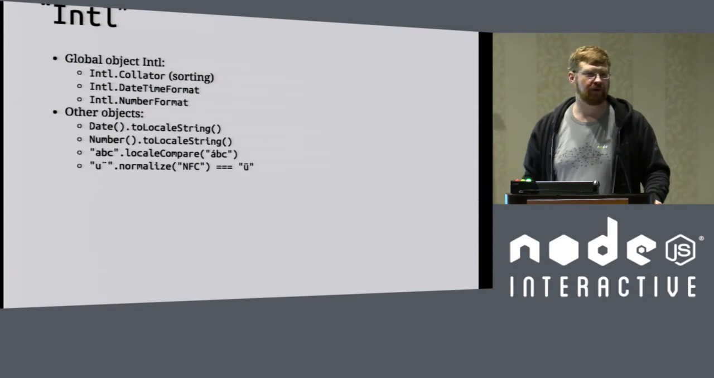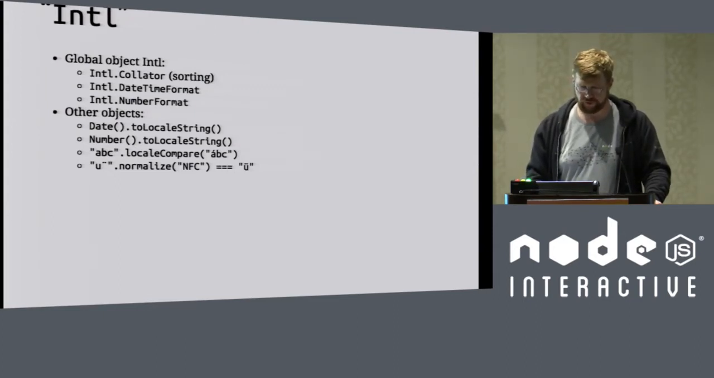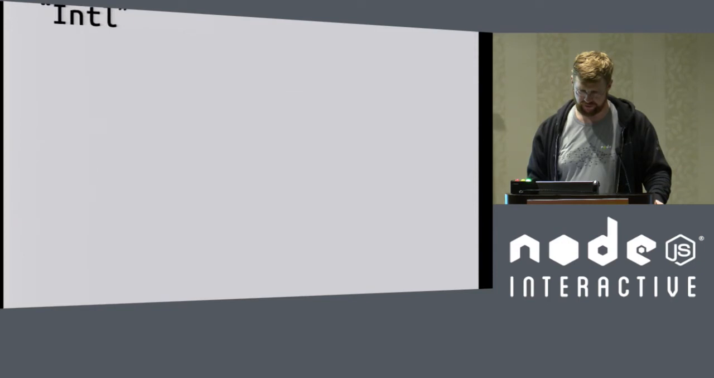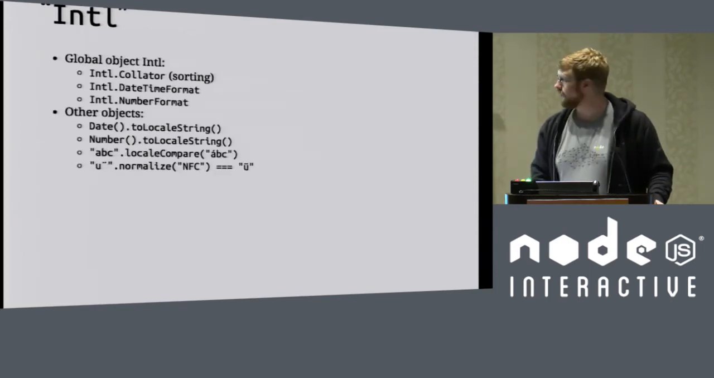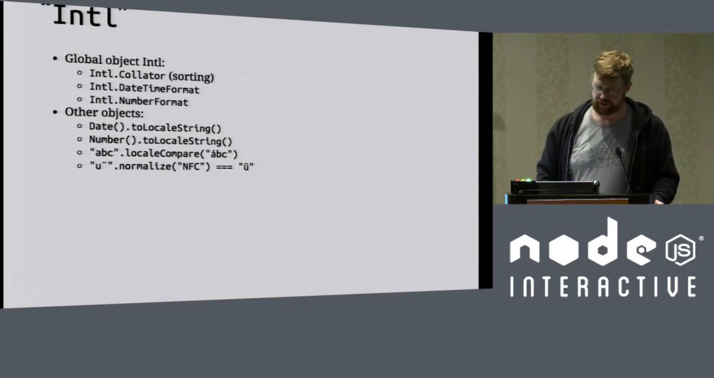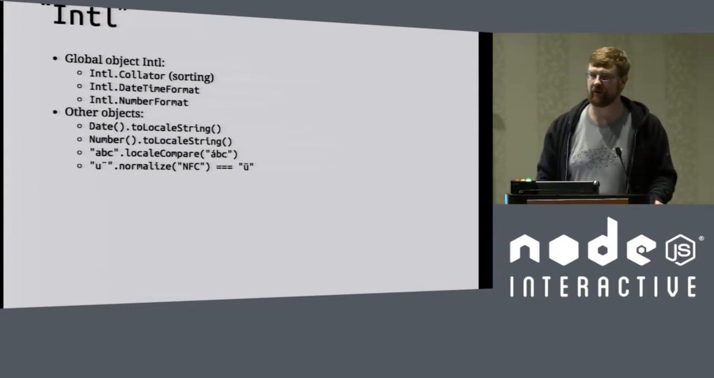Another important one, which has bitten some people if we look at the issue tracker on Node.js, is normalize. So, for example, in Unicode, you can specify U with an umlaut as a single code point, or you can also specify it as a U followed by a combining umlaut. But if you use the normalize function, you can cause those to be the same exact content.